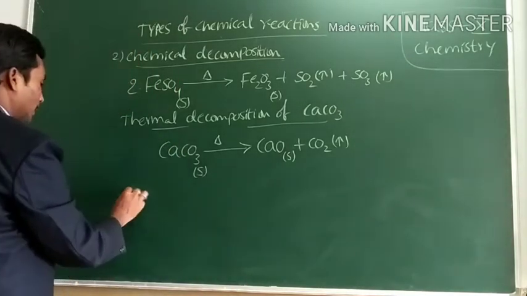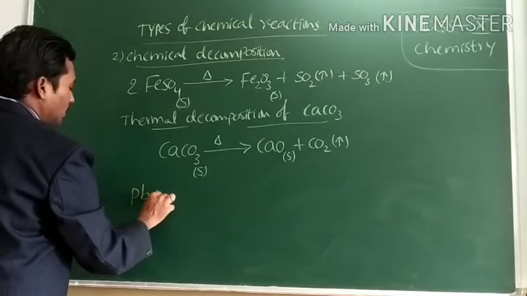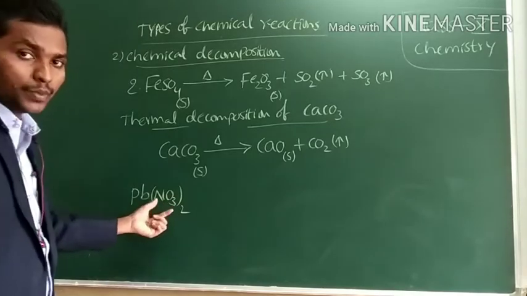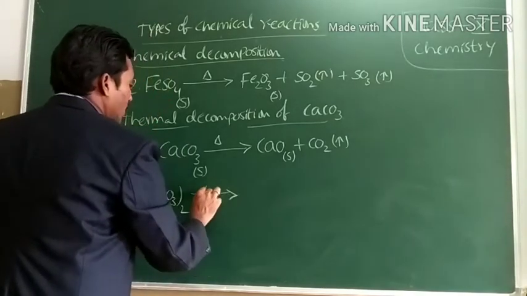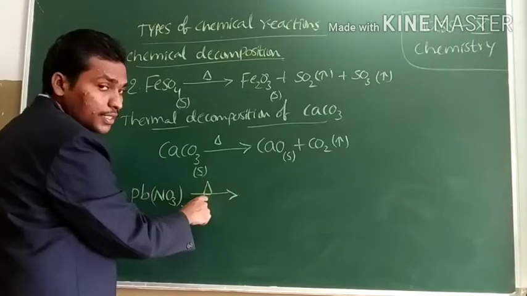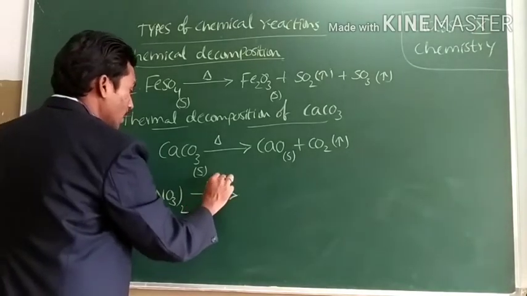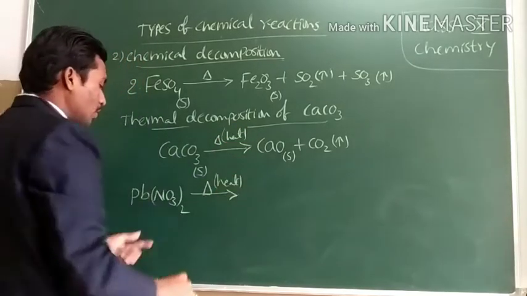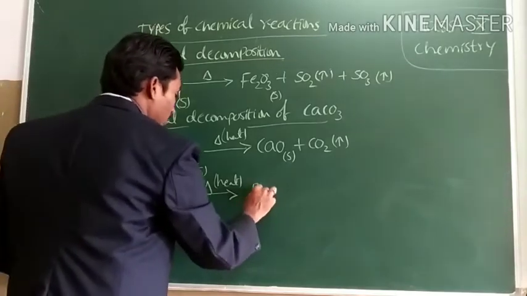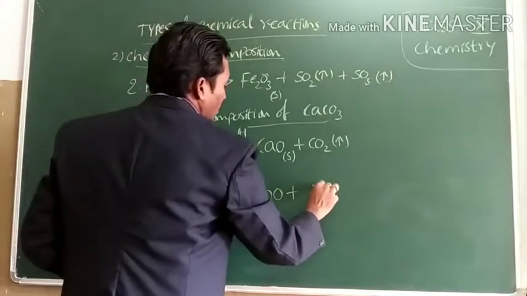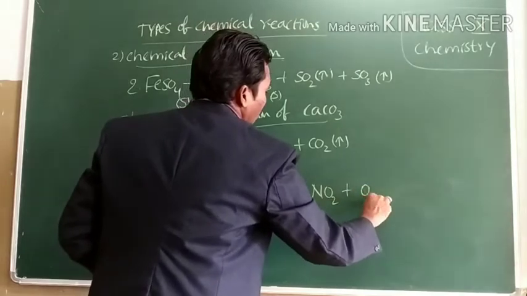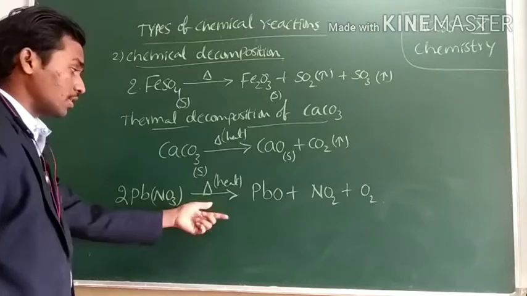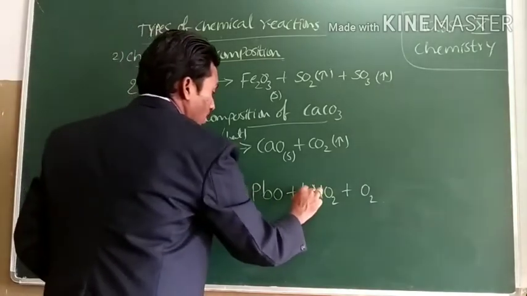Decomposition of lead nitrate. The formula of lead nitrate is Pb(NO3)2. Here the delta symbol indicates heat, that is, on heating. Decomposition of lead nitrate produces lead oxide, nitrogen dioxide and oxygen gas. For balancing the equation, write 2 here: 2Pb(NO3)2 gives rise to 2PbO plus 4NO2 plus O2.